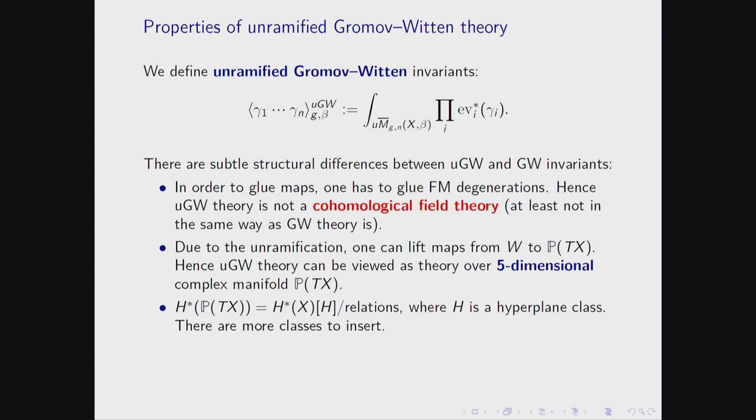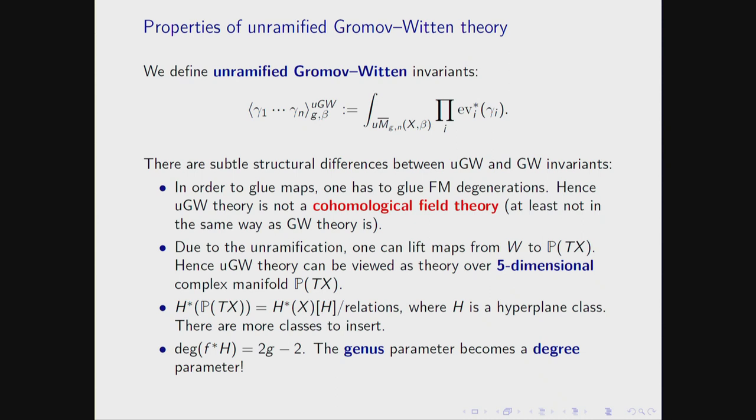In particular, if you take cohomology of a projectivization of a tangent bundle, it has more classes, since there is a hyperplane class, modulo some relations. So you can insert more classes. In some sense, unramified Gromov-Witten theory is richer than the usual Gromov-Witten theory.